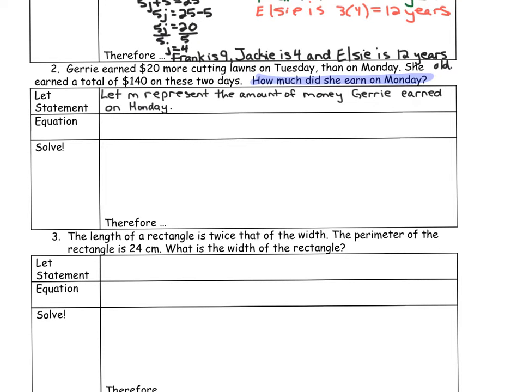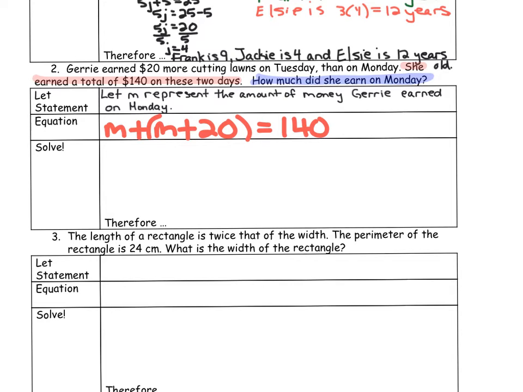So now to the next part of the question, where it says that she earned a total of $140 on these 2 days. So we know that we're going to have Monday plus Tuesday equals $140. So we know that the amount that she made on Tuesday was the amount she made on Monday plus 20. So when I add the two of them together, it's going to be M for Monday plus M plus 20 for Tuesday, all equals $140.